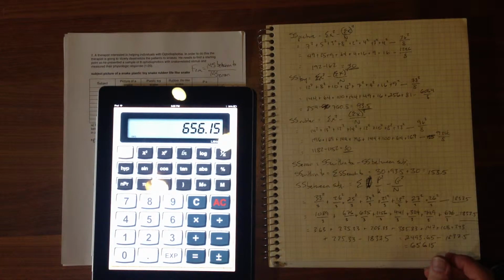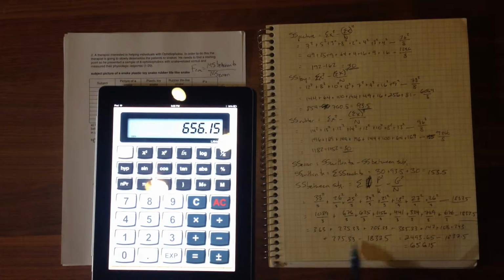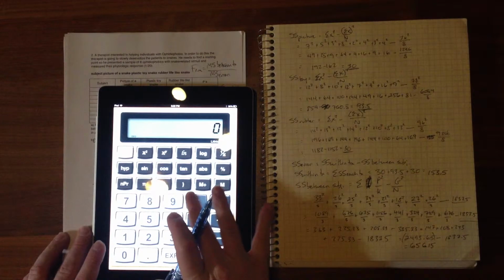656.15 for some squares between subjects. That's not quite correct. Let's see where we did our error. We have 1, 2, 3, 4, 5, 6, 7, 8. 1, 2, 3, 4, 5, 7, 8. 1, 2, 3, 4, 5, 6, 7, 8. Let's check these. See, 225, 208, 305, 147, 108, 243, 225. Alright? And that's wrong. Let's go ahead and add those up again.